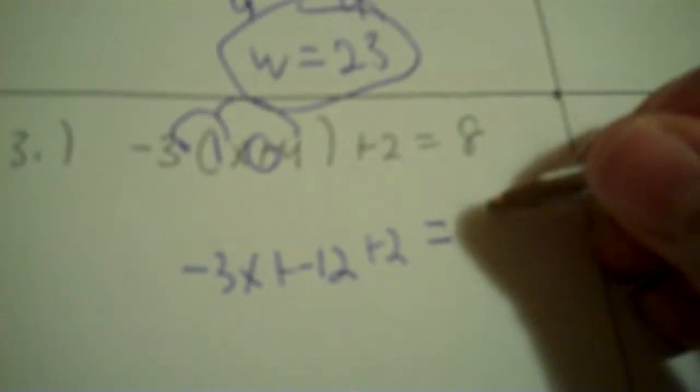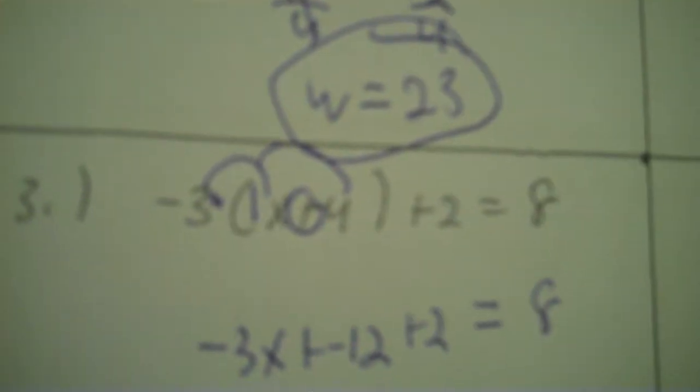Okay, next one, same idea. So negative 3x plus negative 12 plus the 2 afterwards equals 8. Do not distribute the negative 3 to the 2, okay? So you make sure your variables are on one side. We already have that. Now we move our constants to the other side.